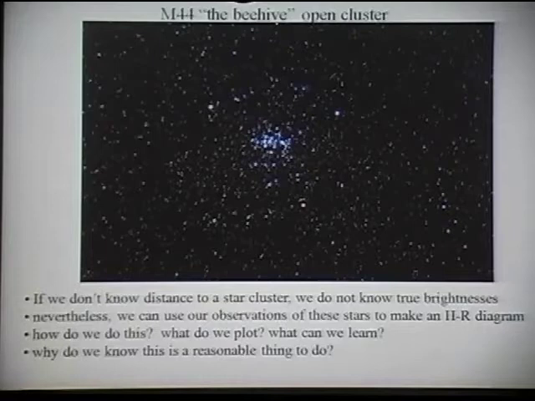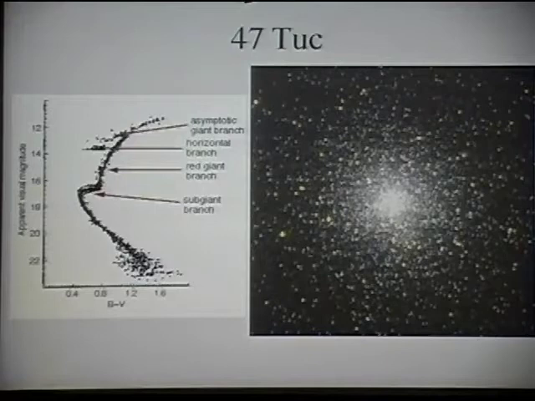So if I plot the apparent magnitudes, I'm going to get something that makes sense. So here's 47 Tuck. Star cluster on the right, the HR diagram on the left. Again, we got this funny B minus V color. On the vertical axis, it says apparent visual magnitude, apparent brightness, because I don't know how bright these stars are because I don't know how far away they are. But they're all at the same distance. And I get a main sequence. Every star cluster looks like this.